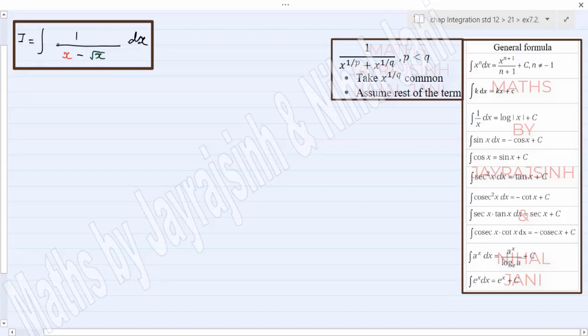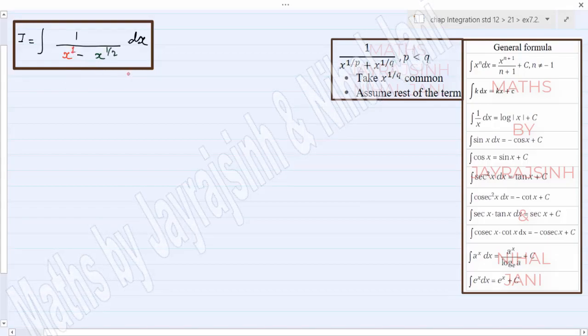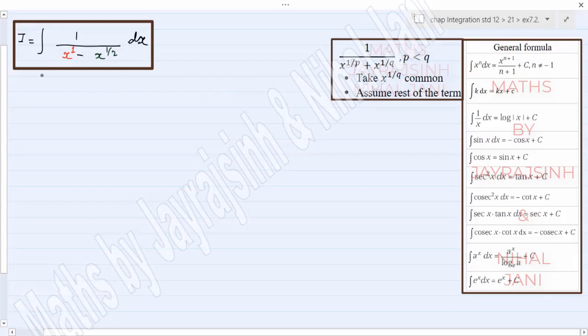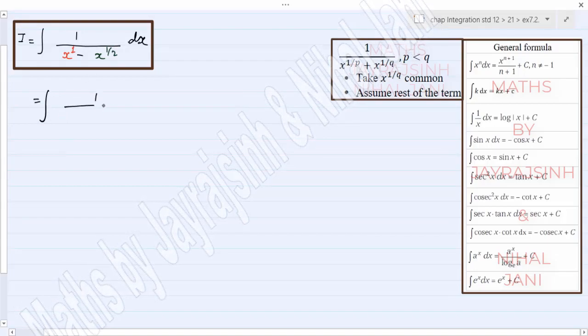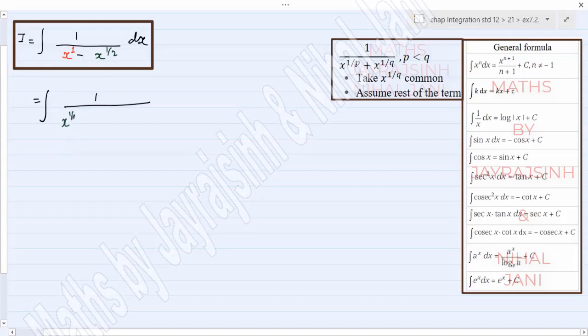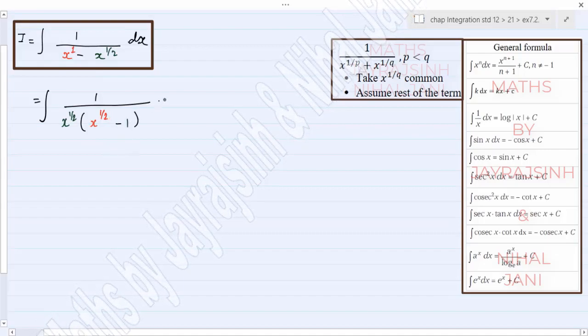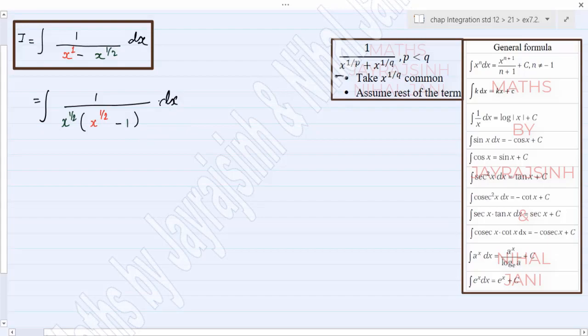Here we have to integrate 1 upon x minus under root of x, or we can say x raised to 1 by 2 and x raised to 1, which is in the form of 1 upon x raised to 1 by p plus 1 upon x raised to 1 by q, where q is greater than p. So first of all, we have to take x raised to 1 by 2 common. So in the denominator, we will get x raised to 1 by 2, and x raised to 1 upon 1 by 2 will become x raised to 1 by 2 minus 1, dx. That was your first step.